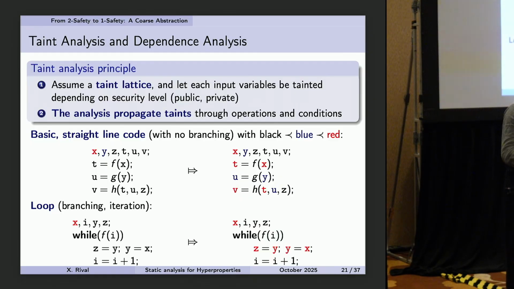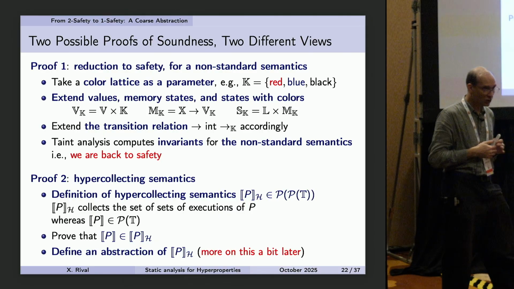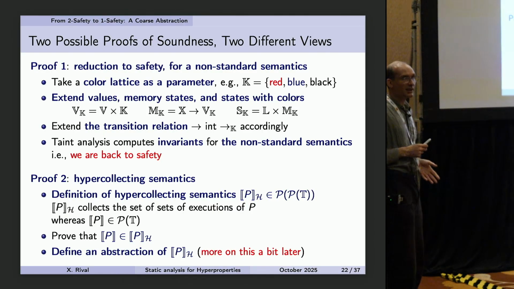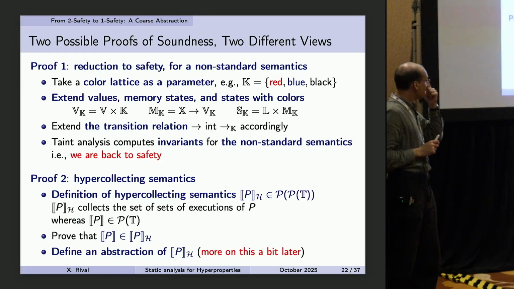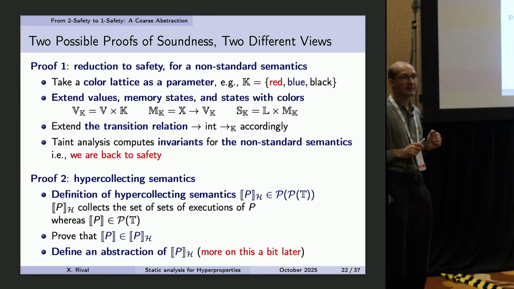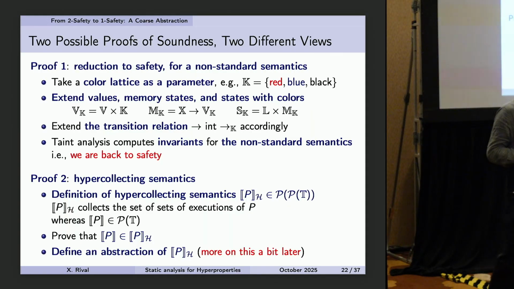And now what is interesting is how to prove this correct. So there are several ways. I will mention two. The first is, I would say, the simplest way, which is to just say we are going to change a little bit what the semantics of programs is. And this will make our semantic proof much simpler.